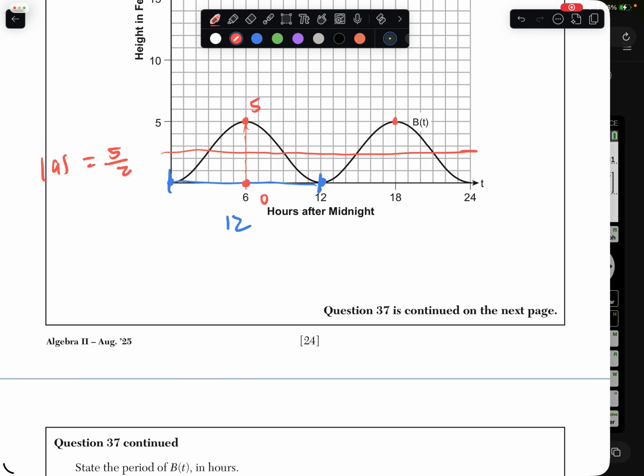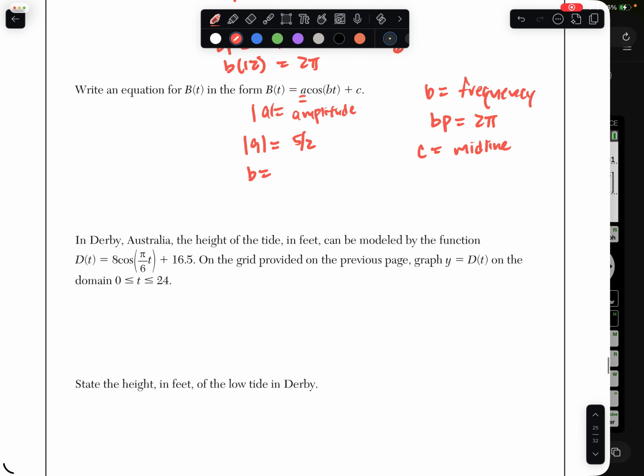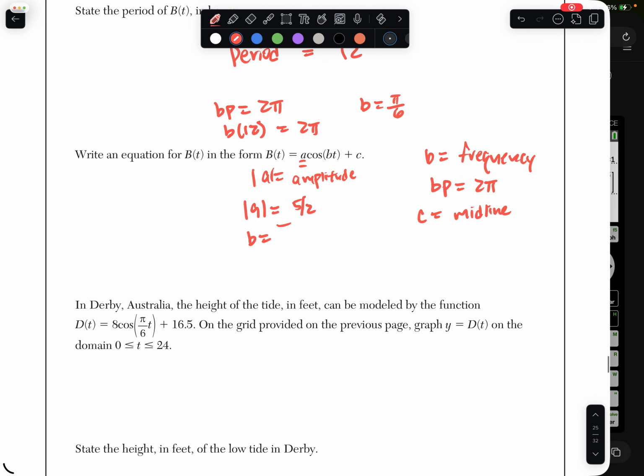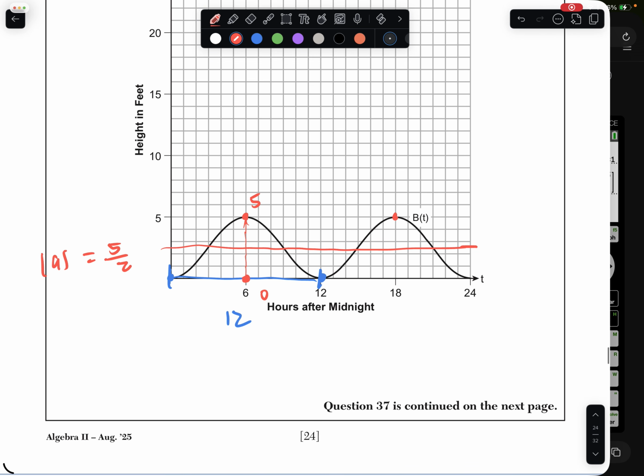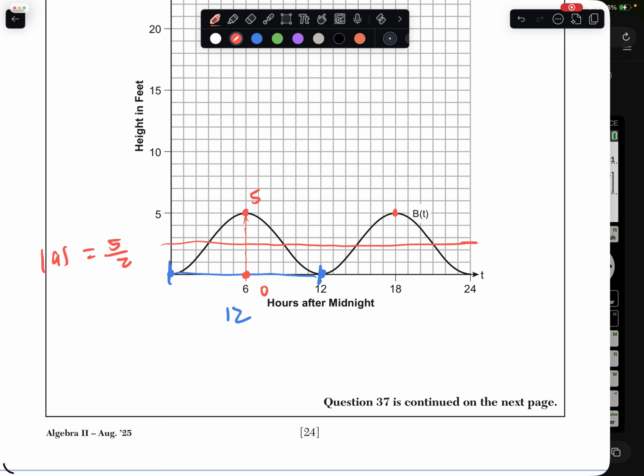But if I do the subtraction, 5 minus 0, that gives me the amplitude, which is going to be the same thing. So my B is pi over 6. My C is going to be equal to 5 over 2. Now A, notice how I said that the absolute value of A is the amplitude. So the sign of A matters. In this case, my A would be negative because I start at the bottom.